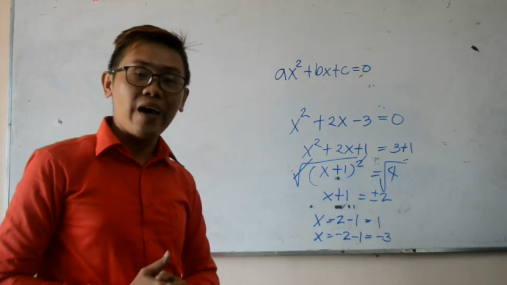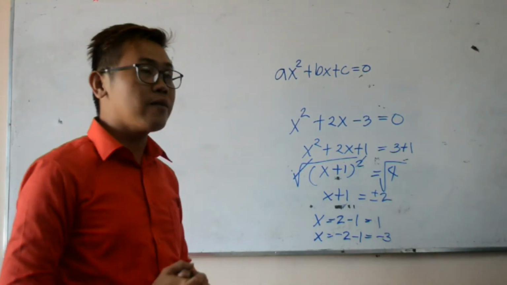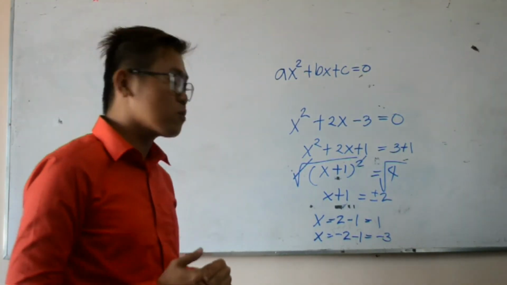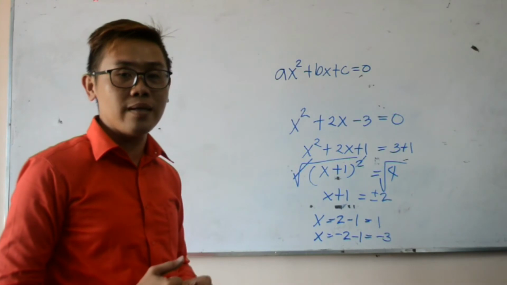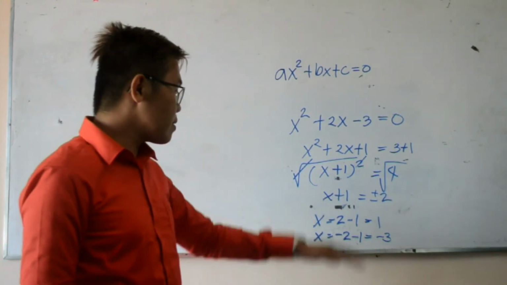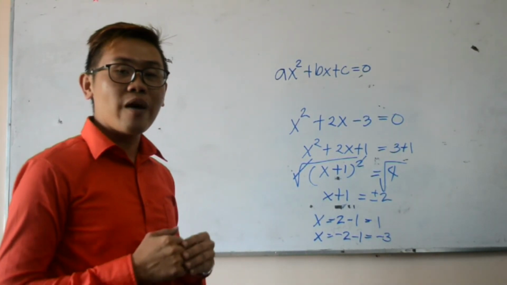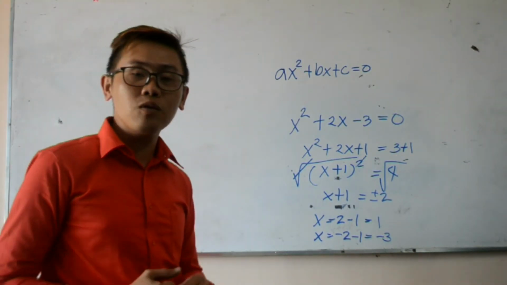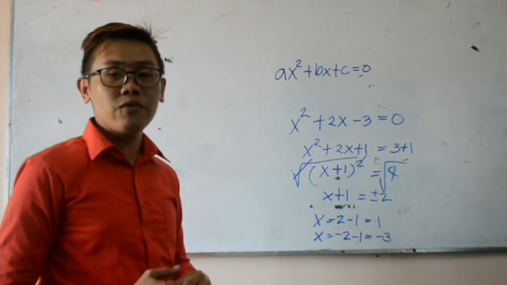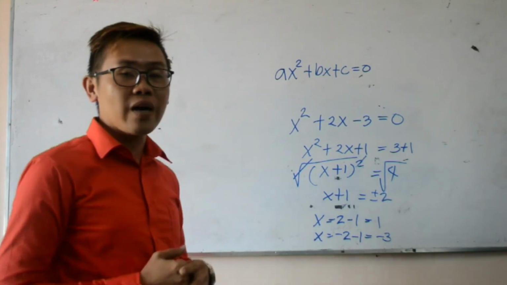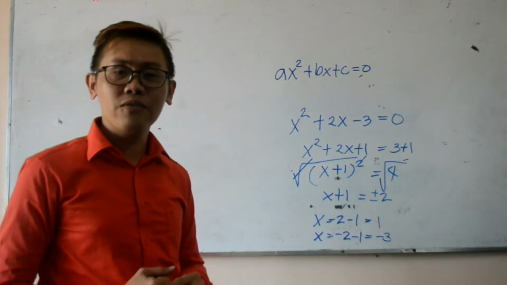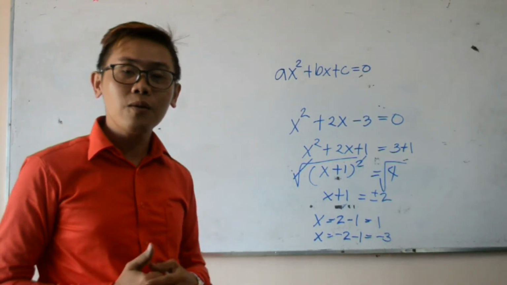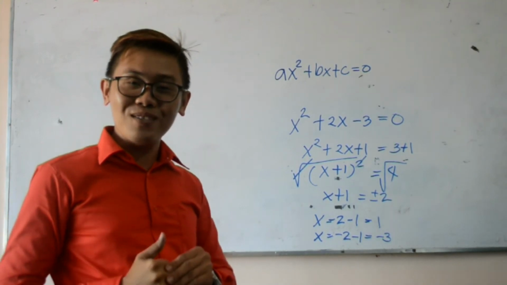To get the value of x, we take first the positive 2. So we have x is equal to 2 minus 1 is equal to 1. And now, we take the negative 2 value. We have x is equal to negative 2 minus 1 is equal to negative 3. Now, the values of x are 1 and negative 3. That completes the completing the square method.